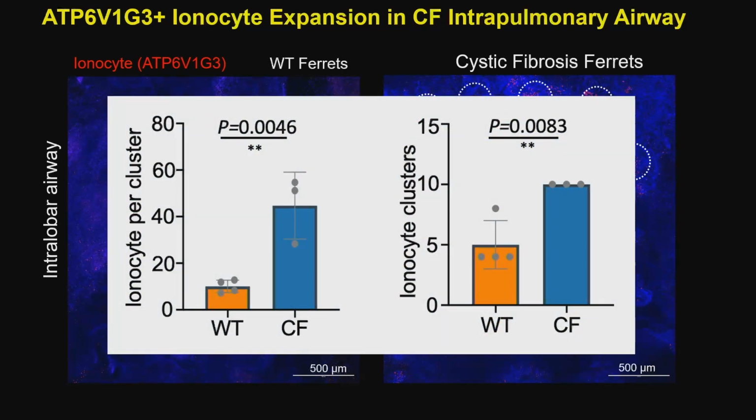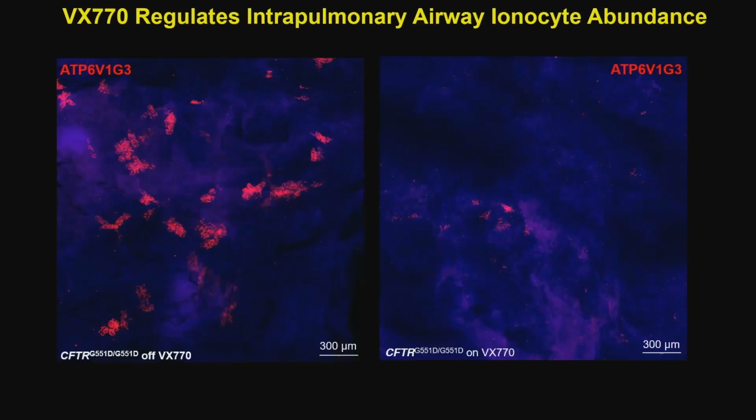Then in the quantification, we found that in the cystic fibrosis ferret intrapulmonary airway, the ionocyte numbers per cluster are significantly increased compared to the wild-type ferrets. We also observed the number of ionocyte clusters significantly increased in cystic fibrosis ferrets as compared to the wild-type ferrets.